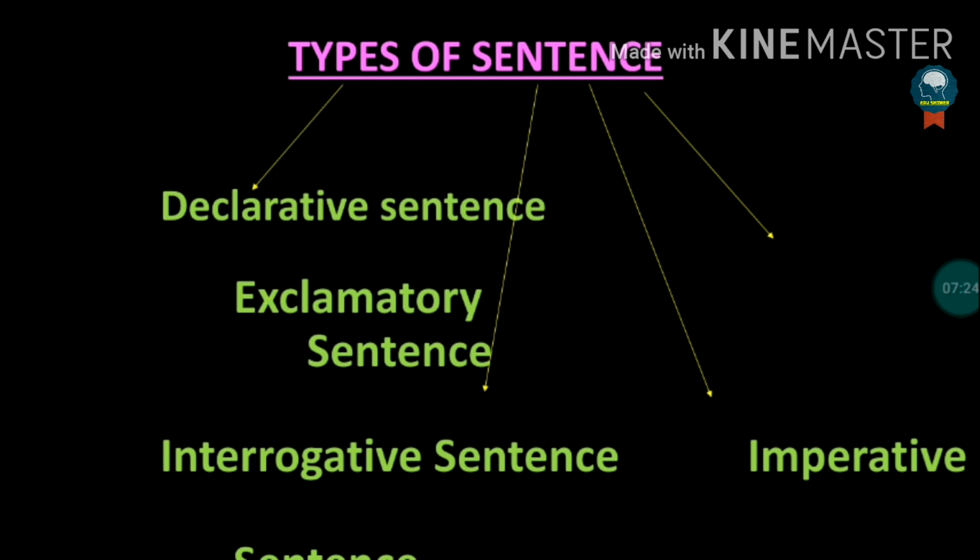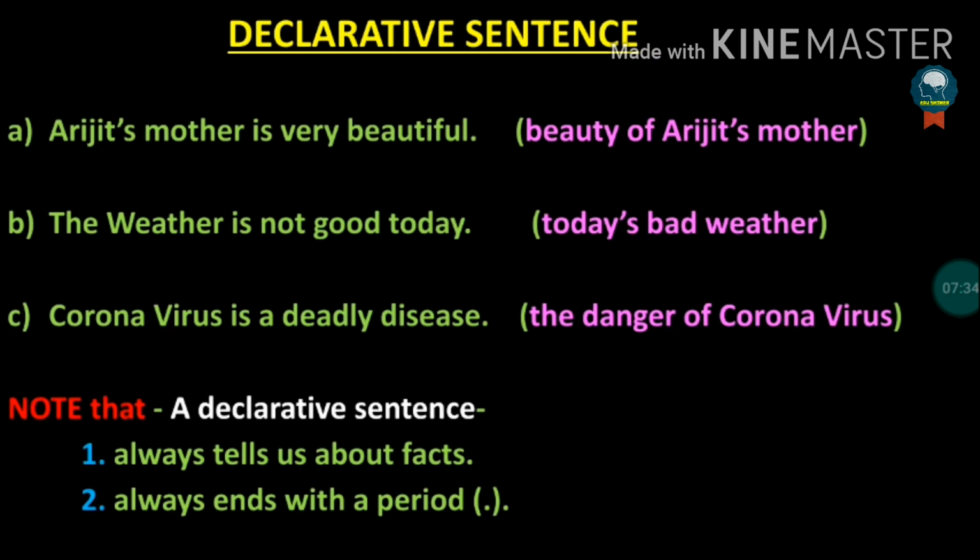Now, how can we identify these sentences? Declarative sentence. Very simple. Declarative sentences always tell us some information. Let's look at the following examples. Number 1, Arijit's mother is very beautiful. The above sentence is telling us about the beauty of Arijit's mother. Number 2, the weather is not good today. This sentence is telling us about today's bad weather. Number 3, coronavirus is a deadly disease. The above sentence is telling us about the danger of coronavirus.